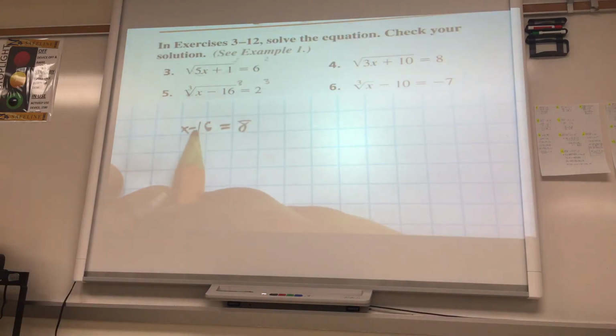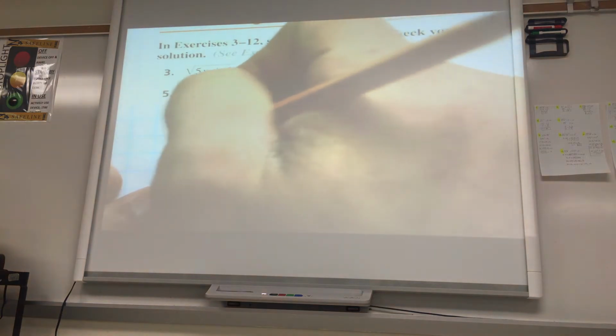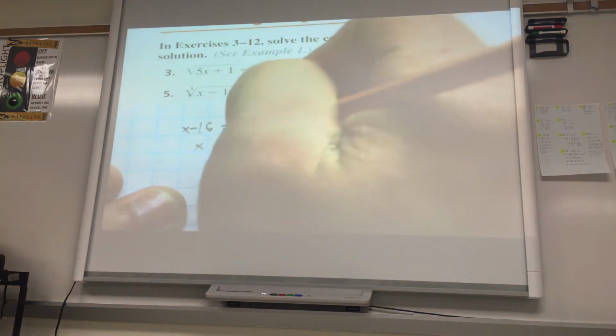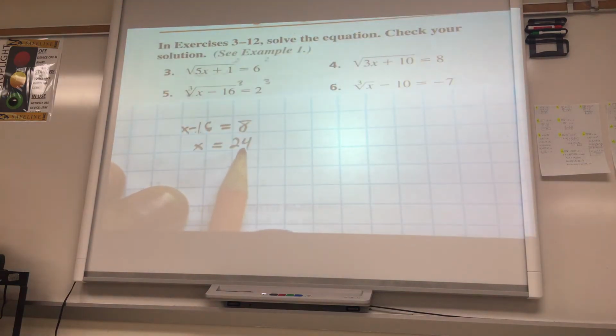Then I'm going to get rid of this -16 by adding it to both sides. So x equals 24. And that should be the answer. Again, if you want to check, just take the 24, plug it in here, and you'll find the cubed root of 8 does in fact equal 2.